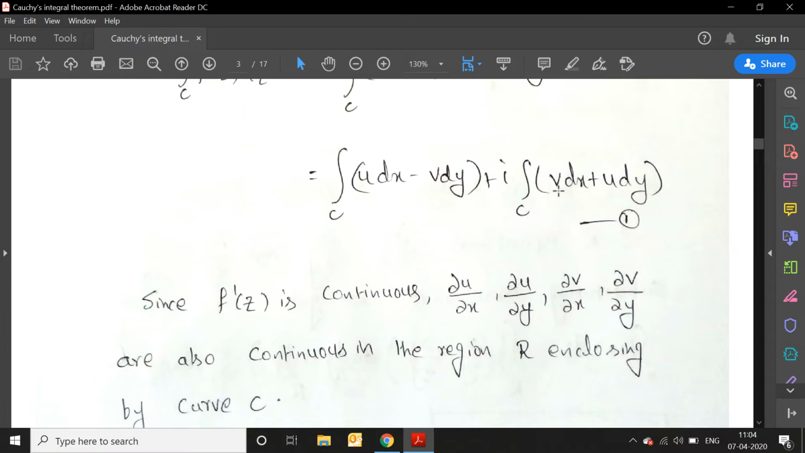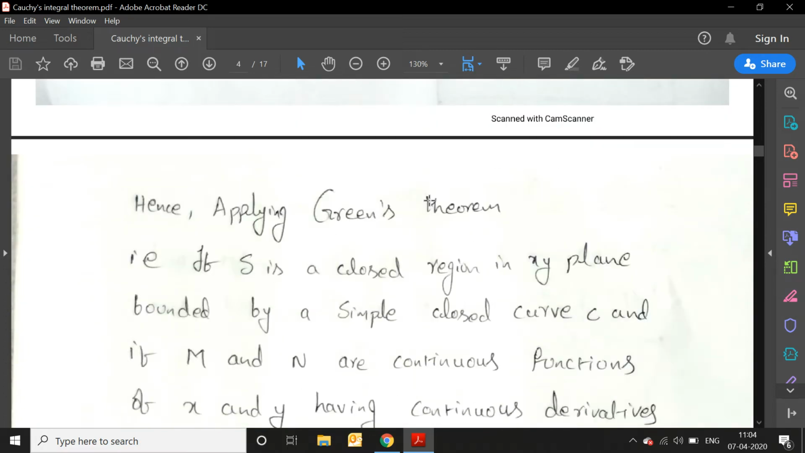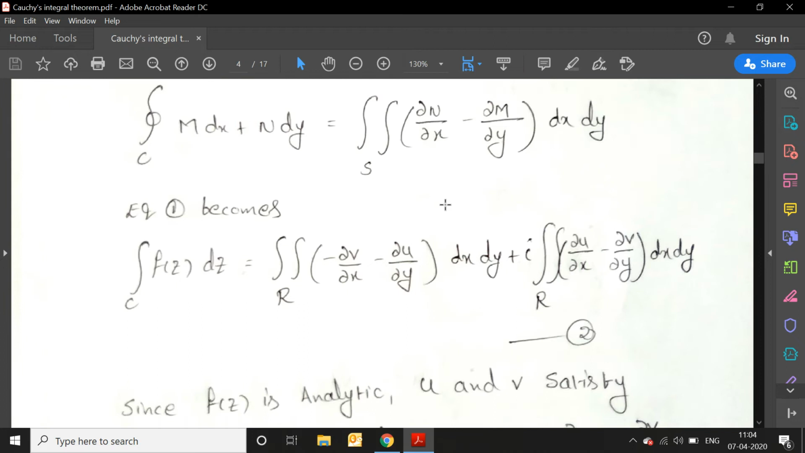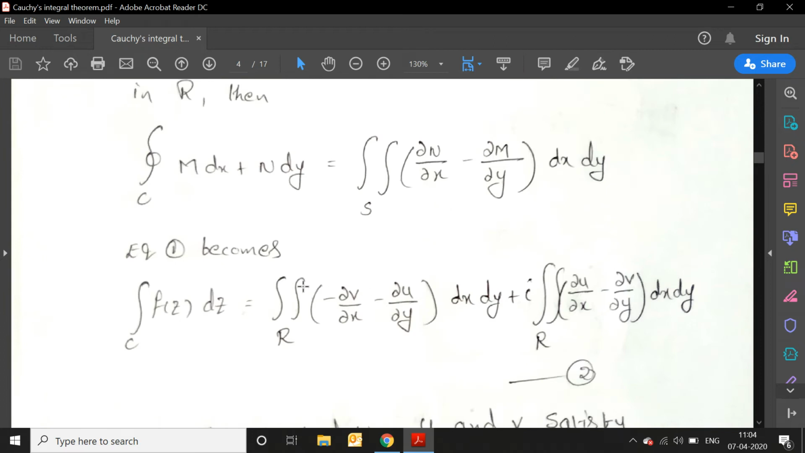This is also of the form M dx plus N dy. Here M is v and N is u. So this is equal to the first integral, a double integral over R, where N value is minus v and M value is u. So we get minus ∂v/∂x minus ∂u/∂y dx dy, plus the integral.